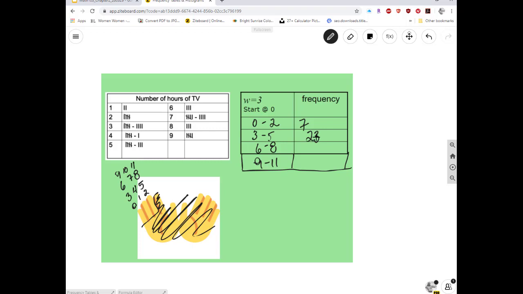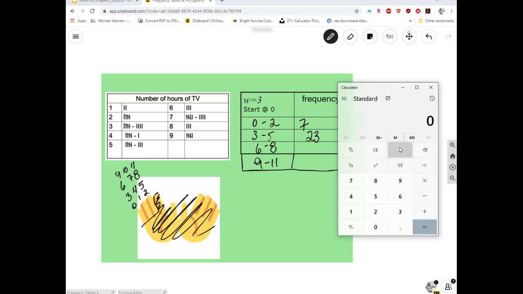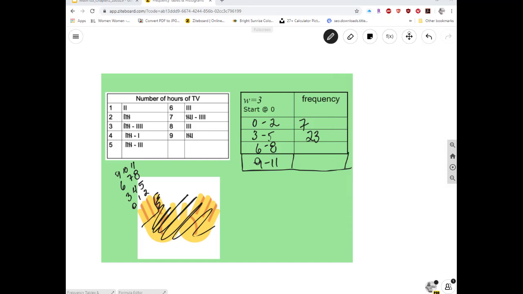Okay, 6 to 8. Let's count this up. Ready? Clear. So 6 to 8, there's 3 people that watch television for 6 hours. There are 9 people that watch television for 7 hours and 3 people that watch television for 8 hours. So that's 15. Let's scooch this over again. And then from 9 to 11, that interval there's only 5 people here.